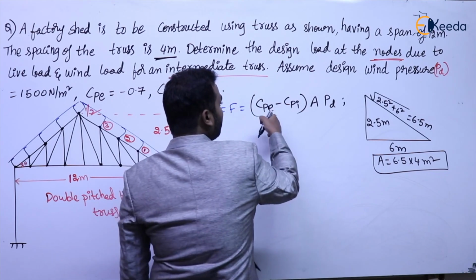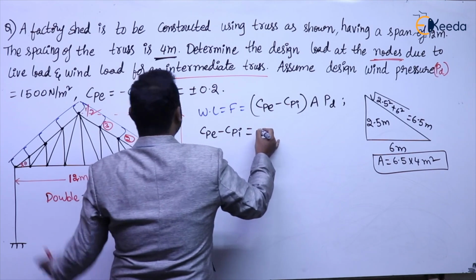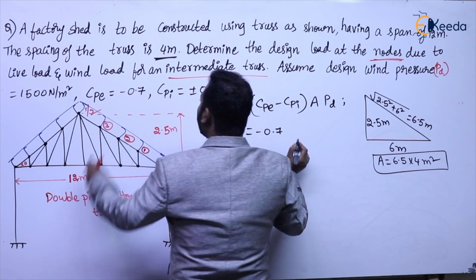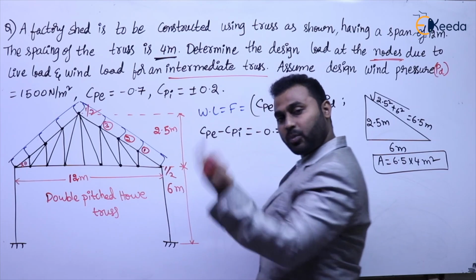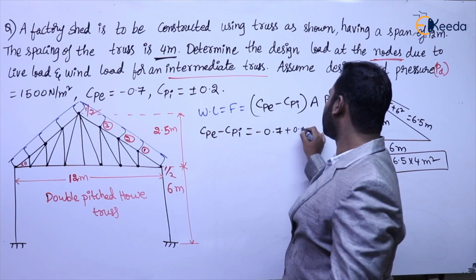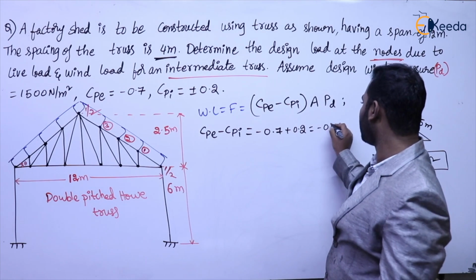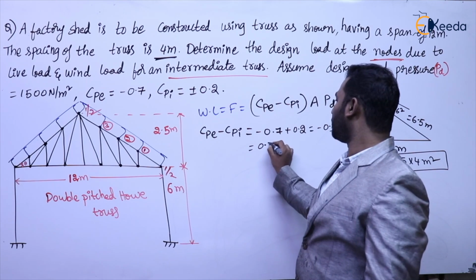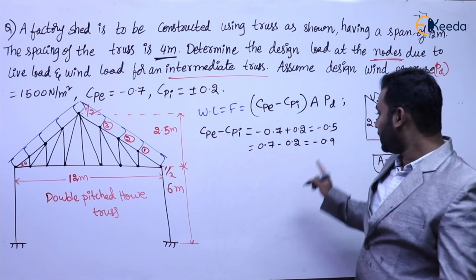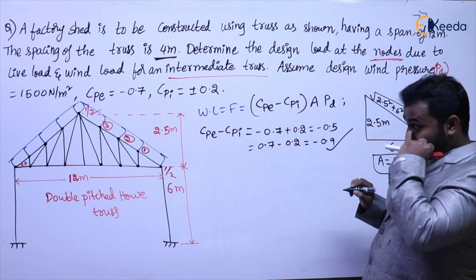Now PD is also known as CPE minus CPI, right? So what is the value of CPE? That is the external pressure coefficient, minus 0.7. Now here for CPI, two values are there, that is plus 0.2 and minus 0.2. So we'll take the two values into consideration, and out of those two, whichever is maximum, that we use in our calculation of wind load. So how much is it? Minus 0.5. If you use minus 0.2, how much is it? Minus 0.9, right? So here, which is maximum? This one is max.